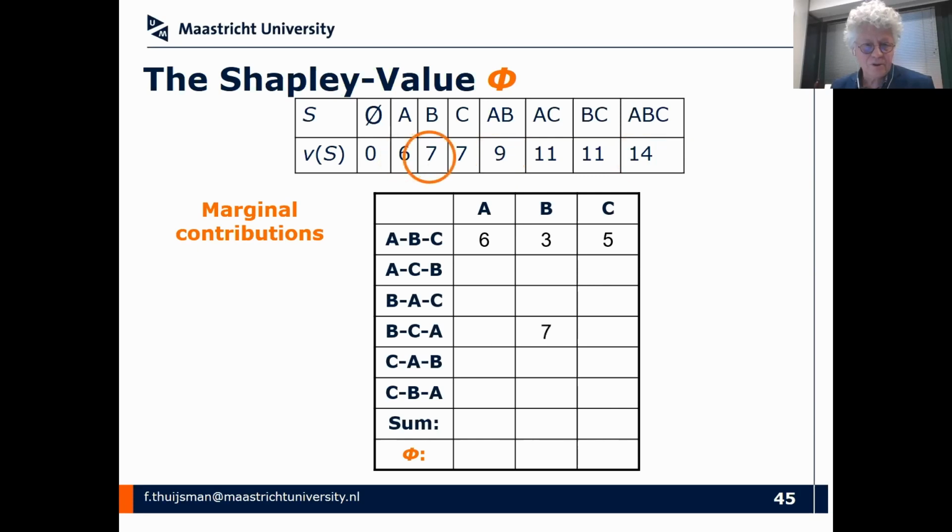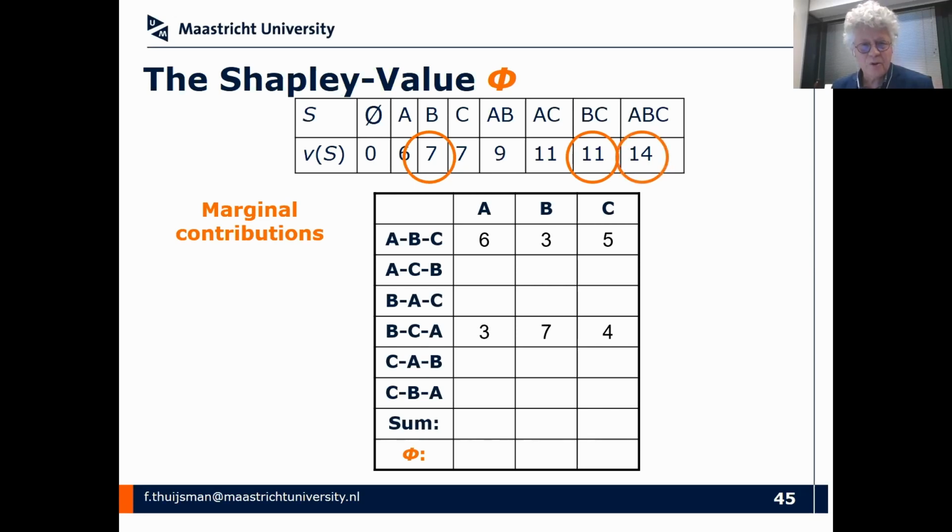If we take a different order, like we start with B, then B gets 7 because that's how much B contributes to the coalition. C joins in, so C gets 4, the difference between 11 and 7. And finally, A joins in, so A gets 3.